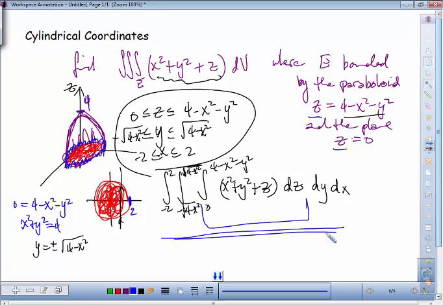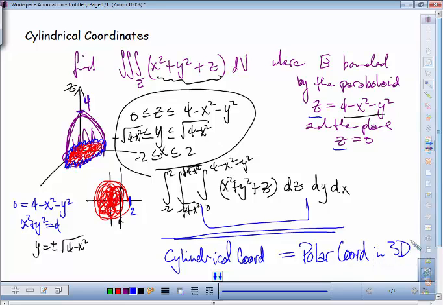So cylindrical coordinates equals polar coordinates in 3D. So it's really just a transformation where x is going to be the x value for polar coordinates, y is the y value for polar coordinates, and z, it turns out that we're not going to do anything with z. We'll just leave it as z. Okay? So let's take a look at the polar coordinate equations. And we'll come back to redoing this whole problem again in polar coordinates, or in cylindrical coordinates.